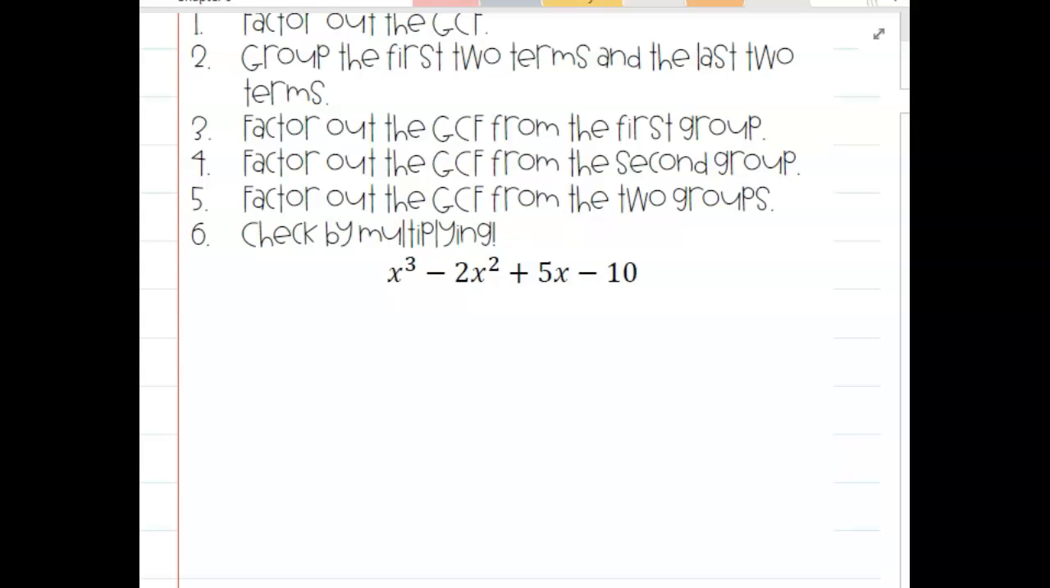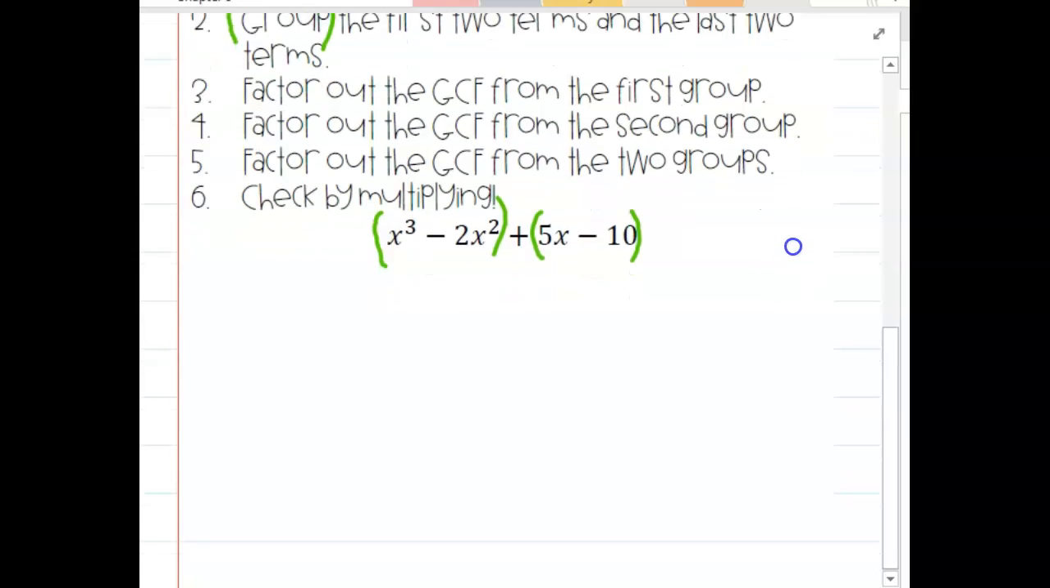As soon as you see that there's 4 terms, there's only one way you can factor 4 terms, and that's by grouping. So in math, most of the time, grouping means parentheses. So step 2, we are going to group the first two terms and the last two terms. What that means is you're going to put parentheses around the first two terms. Now, don't include that middle sign, but then you're going to group the last two terms.